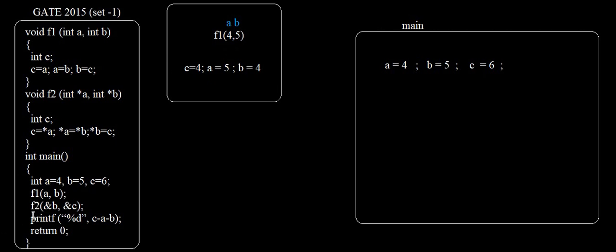Let's come to the second function call, f2. The address of b and the address of c have been passed into the function f2, and let's assume that the base addresses of b and c are 100 and 200.